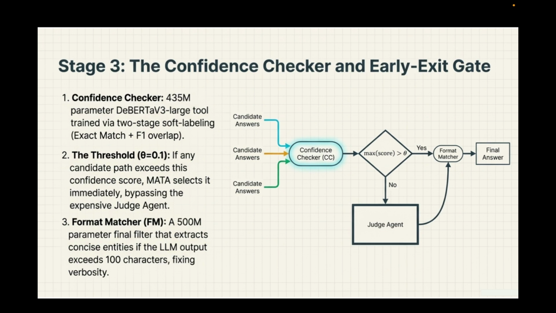This is important because it allows the system to skip the judge agent in many cases. The judge agent is more expensive, so avoiding it saves time and cost. But if the confidence checker is not sure, then the judge agent is used to compare the competing answers and decide which one is best. Finally, the format matcher ensures that the final answer is presented in the expected way. So this stage helps MARTA be both accurate and efficient. It does not overuse the most expensive component unless it is really needed.